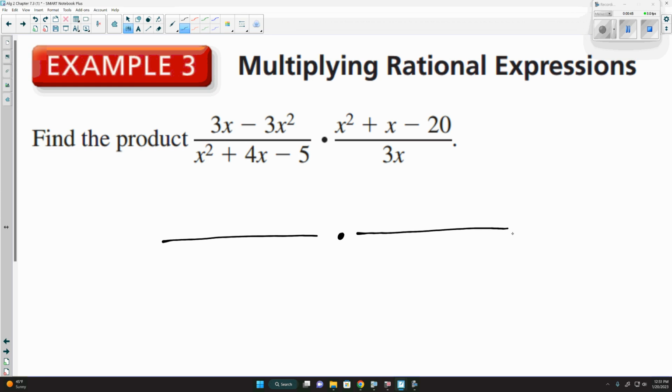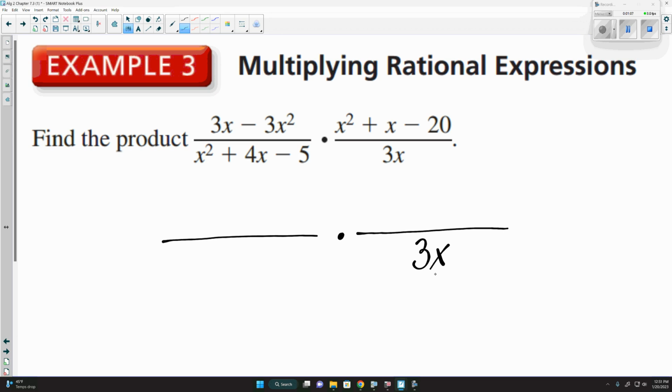If we look at the two numerators and two denominators, there is one of the four that is actually easy to factor. And that's 3x. It really doesn't factor. There's no like terms. So it's just going to be 3x.